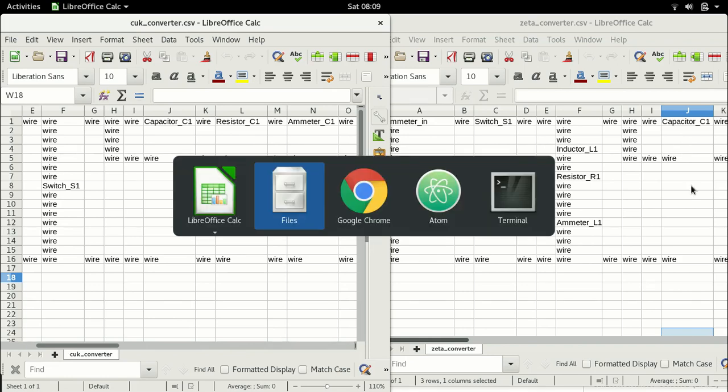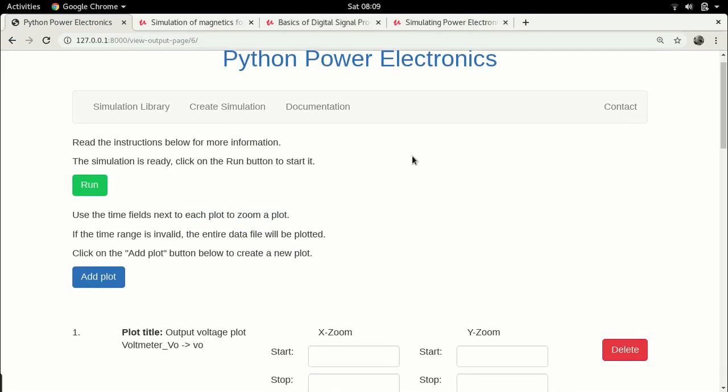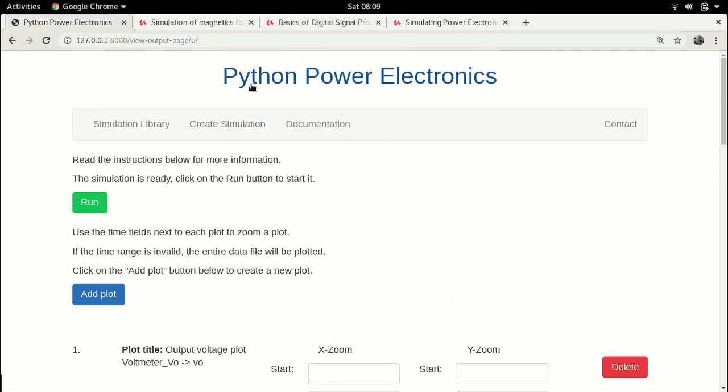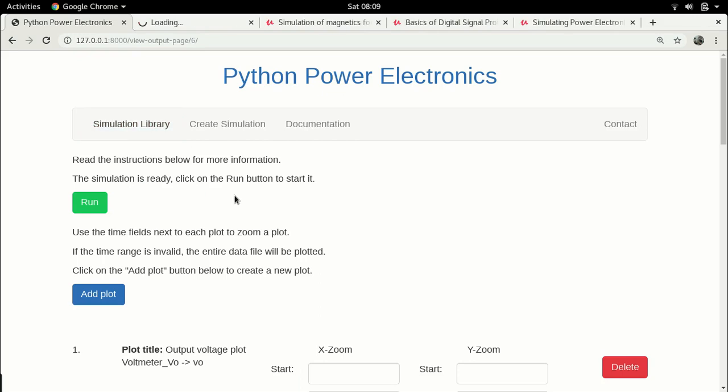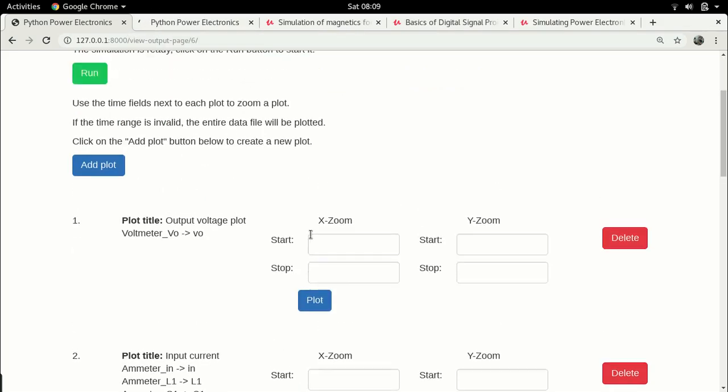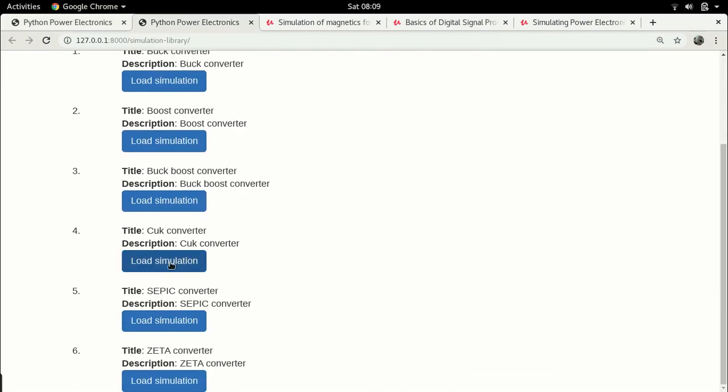So let's run over to our simulation. And let me go over to the simulation library and let me open this in a new tab. And let me open the CUK converter.